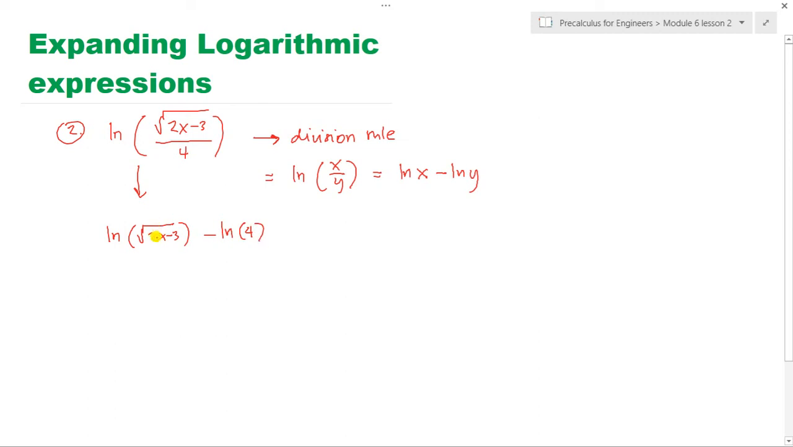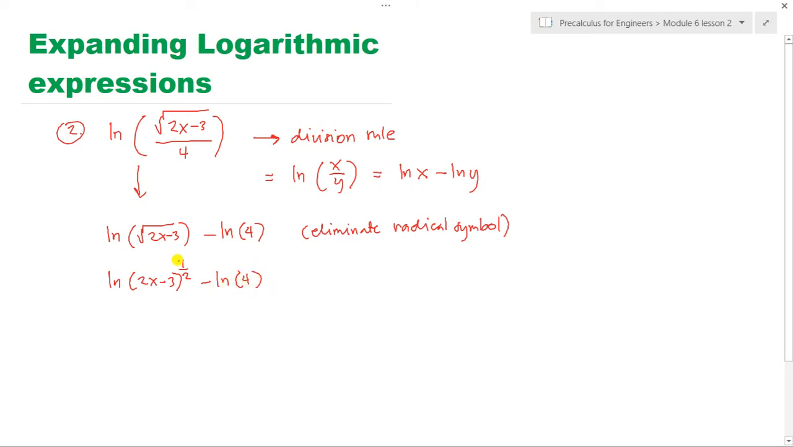Now, for this square root of 2x minus 3, to eliminate the radical symbol, what will we do? To remove the radical, we change it into exponential form. So, this would equal ln of 2x minus 3 raised to 1/2, the equivalent exponential form of the square root, minus ln of 4.